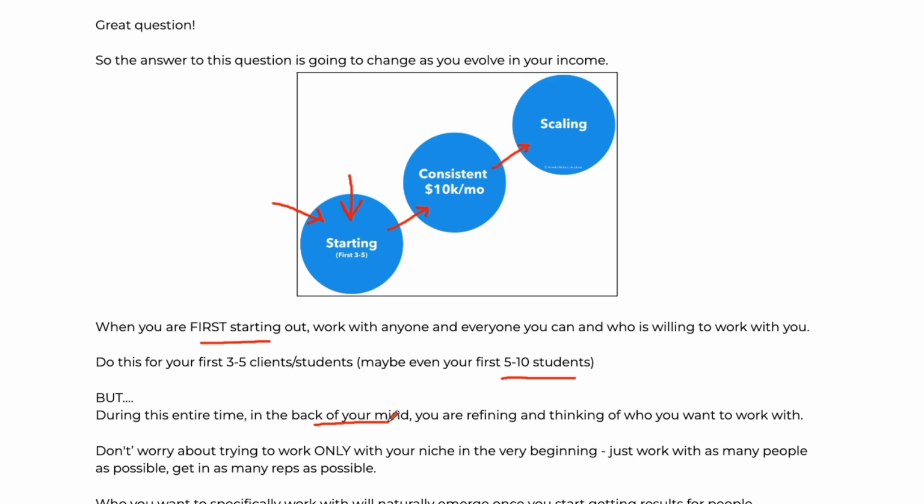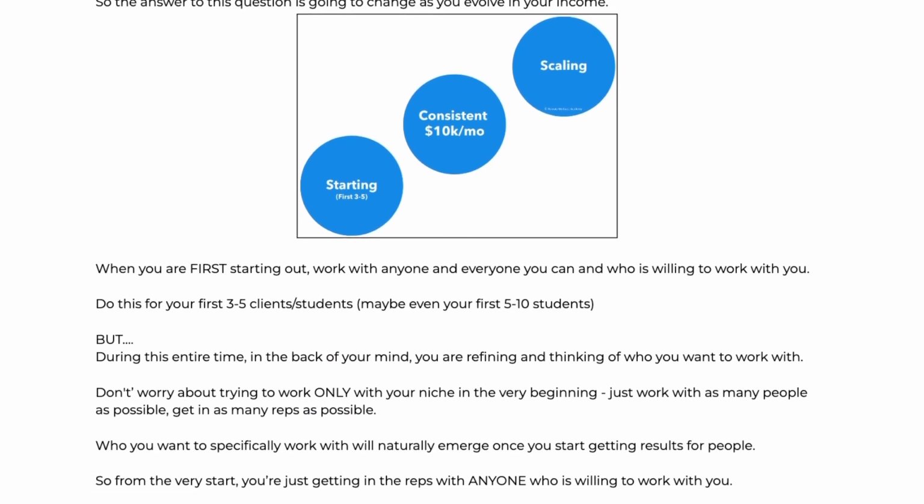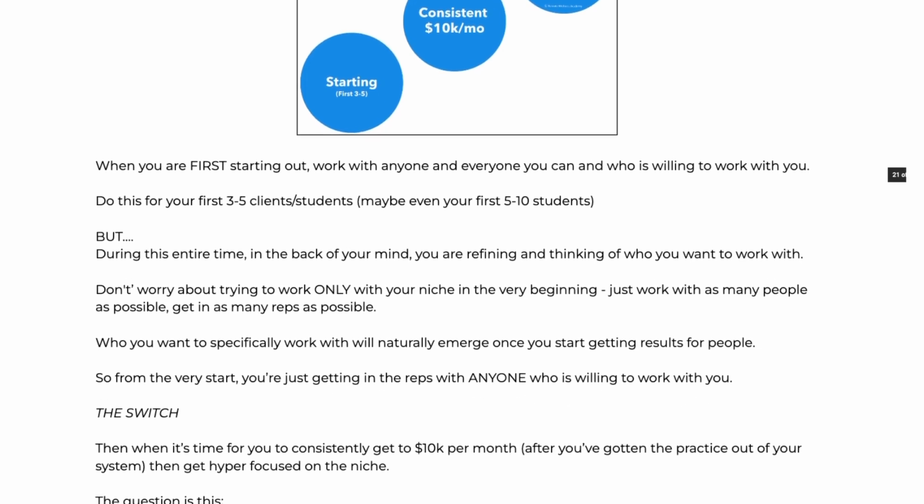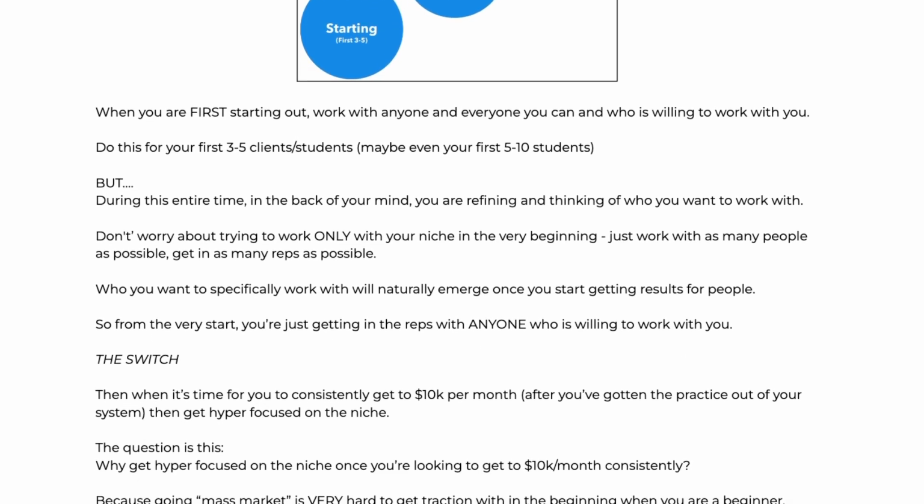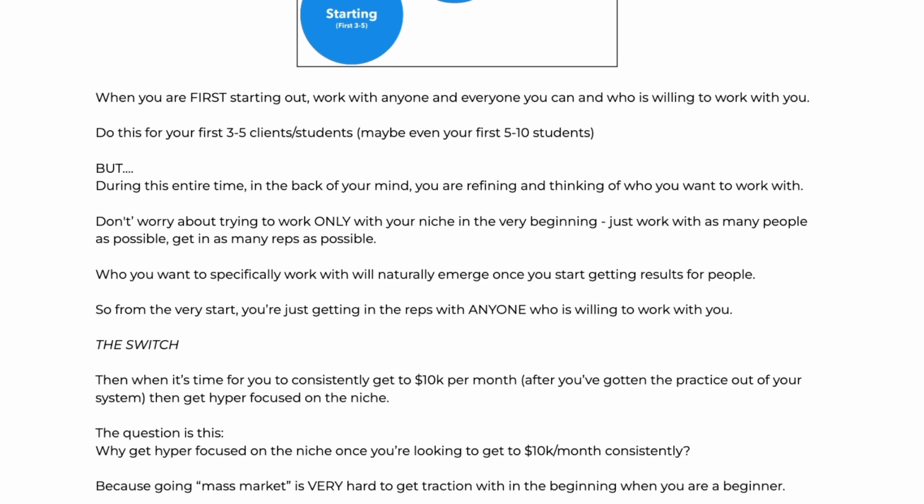And so if you say, you know what, I only work with this type of person, then you're going ahead and starving yourself from the repetition and the experience that you so desperately need in the beginning, okay? And then what happens is that you're working with as many people as possible, you're getting in as many reps as possible, okay? And then who you want to work with specifically is going to naturally start to emerge once you actually start helping people get results. And so from the very start, you're just going to go ahead and get reps with anyone who's willing to work with you.